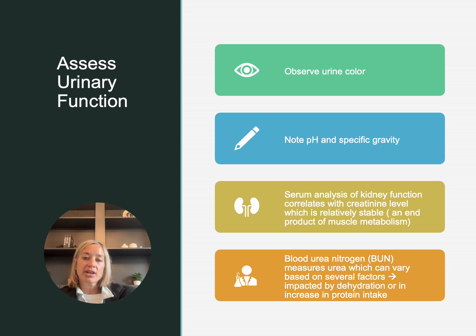BUN levels can fluctuate based on factors like dehydration or protein intake. It's another indicator of kidney function, but one that is influenced by dietary and hydration status. Higher levels might indicate kidney dysfunction, but it could also be from temporary dehydration or a high-protein diet. Each of these markers helps us build a picture of the patient's renal function and general health status. Together, they give us a broader understanding than any single indicator alone.